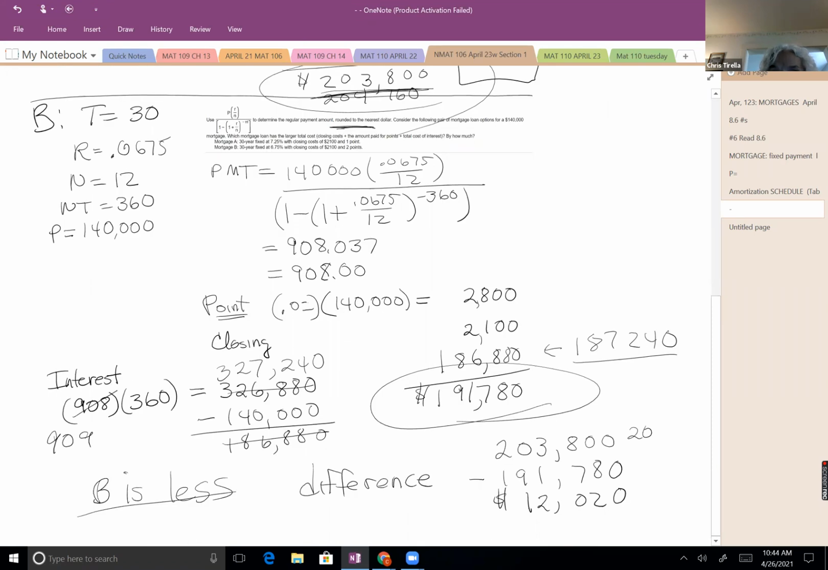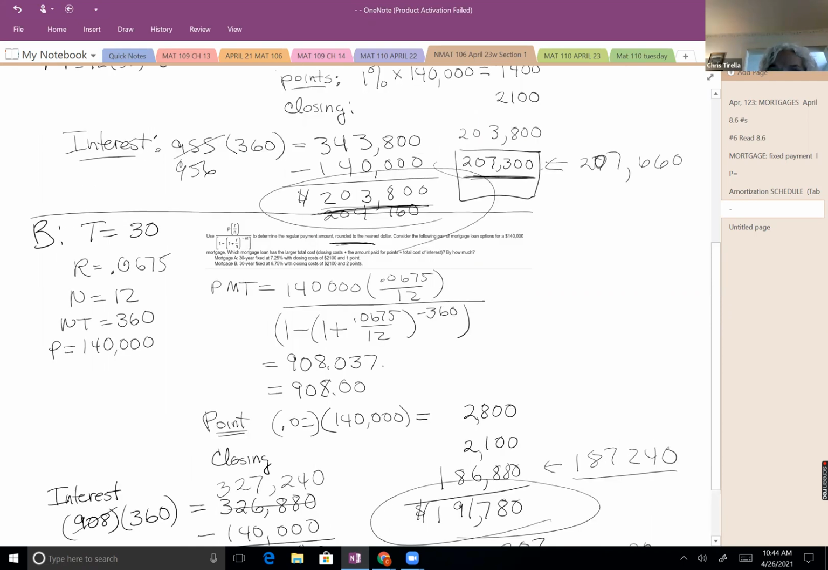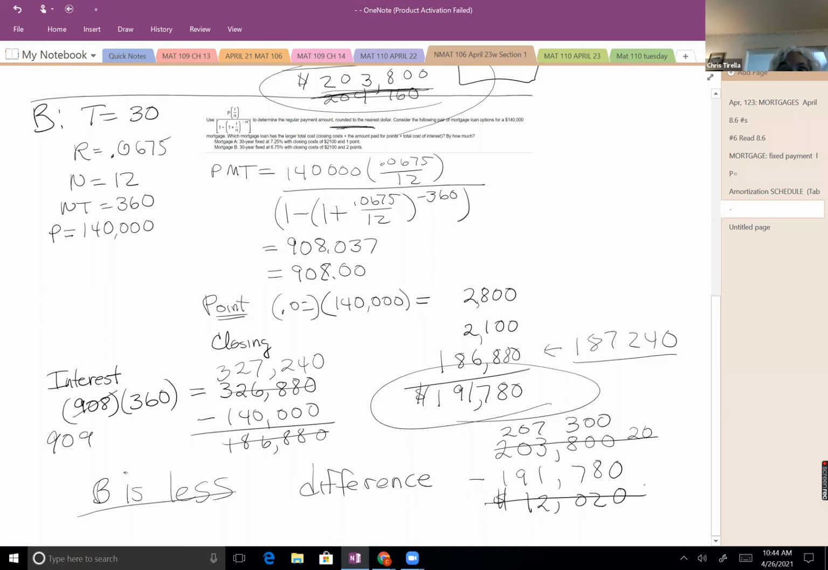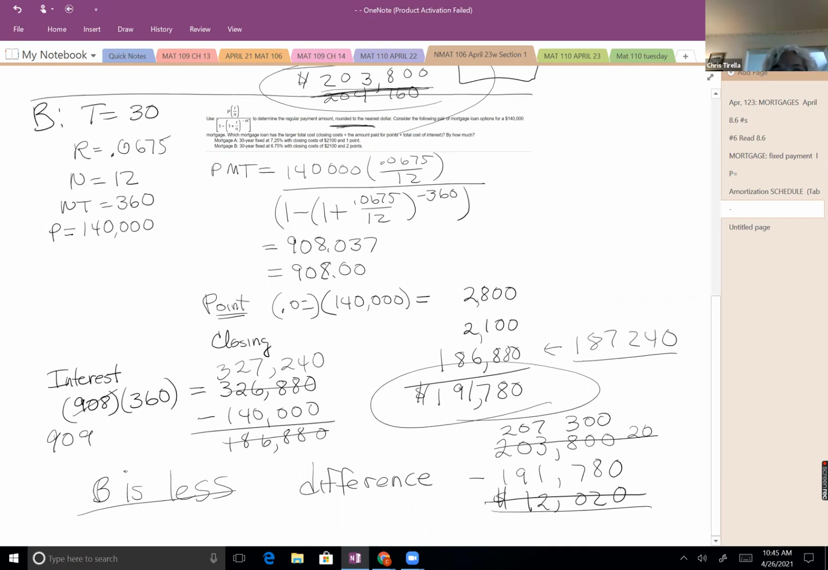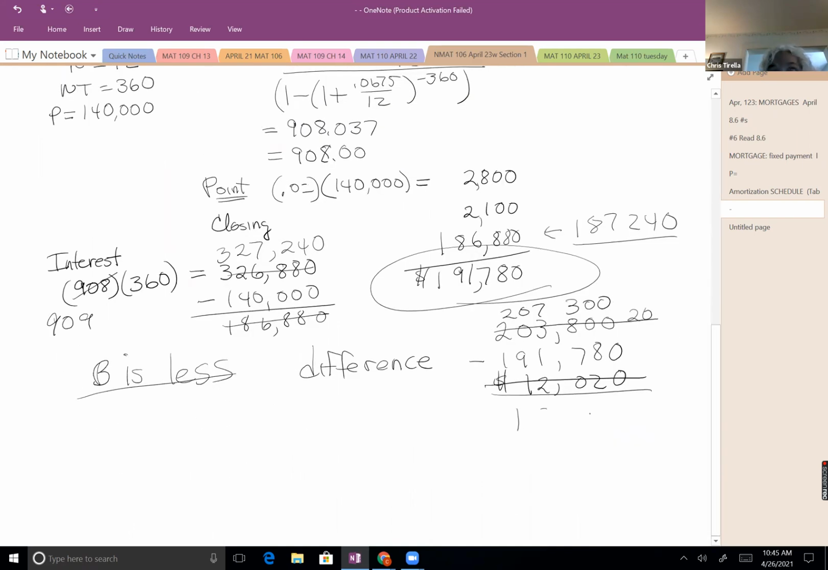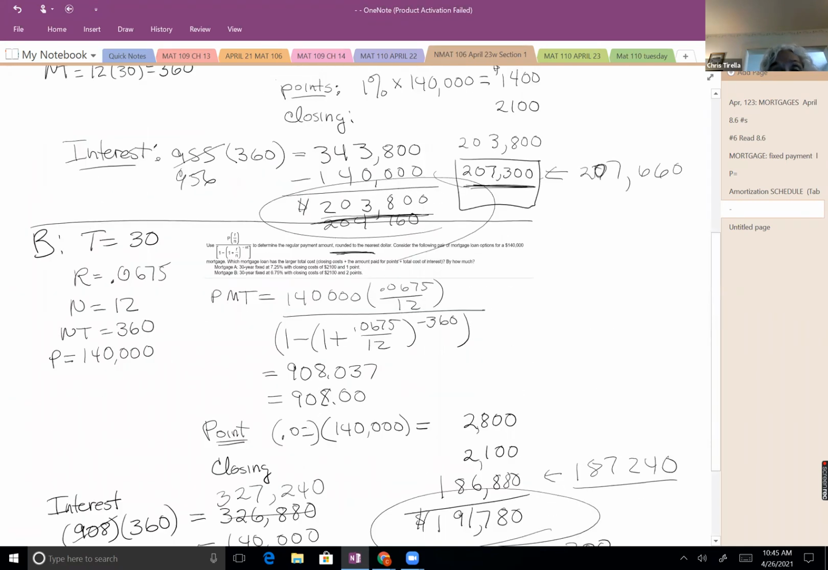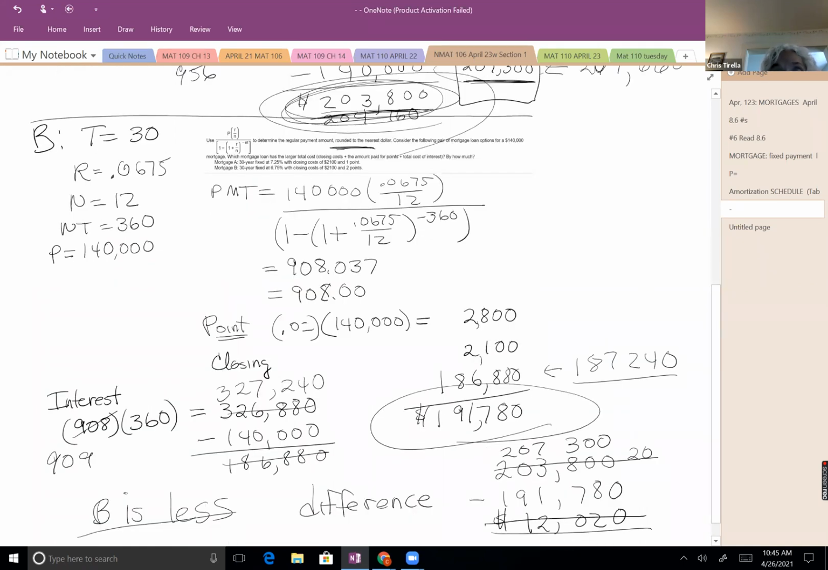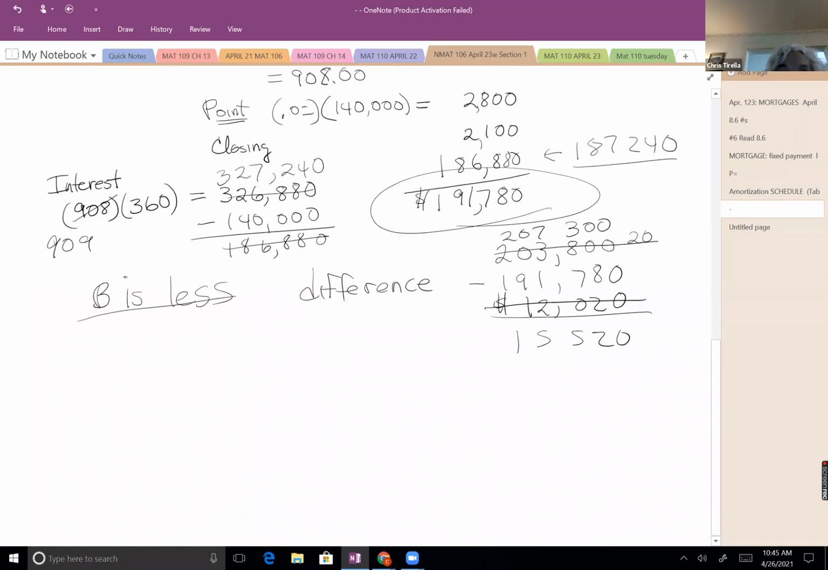Rather than changing the amount of the payments, let me replace this with the 207,300. And so let's take the 207,300 minus the 190,780. And that gives me 15,520. And I think that's the difference. Do you notice how when I subtracted, I used that number and this number instead? So 15,520 should be better. I apologize for that.